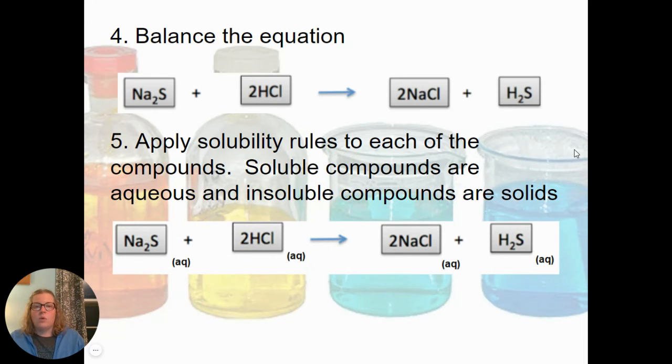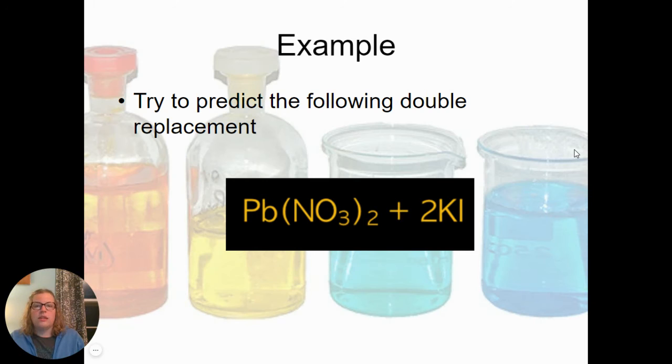Okay, so here is an example that I would like you to try. I would like you to try to predict the following double replacement reaction. It's Pb(NO3)2 plus KI, and I even gave you the 2 there. I guess I gave you a little hint. What I want you to do is tell me what my products are going to be and then whether or not I'm going to get a precipitate, and give me the phases as well. So pause the video, see if you can figure this out.